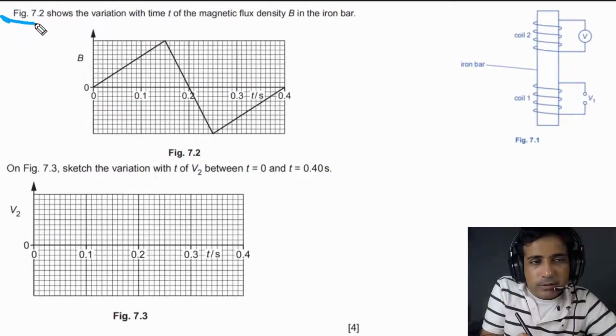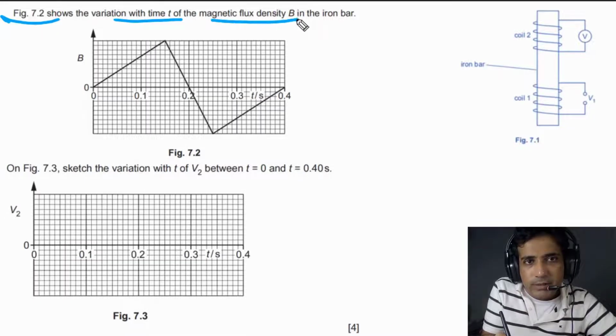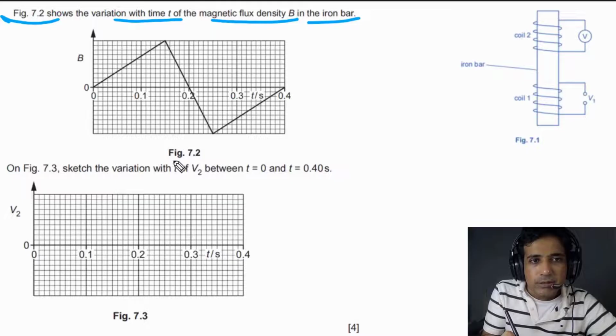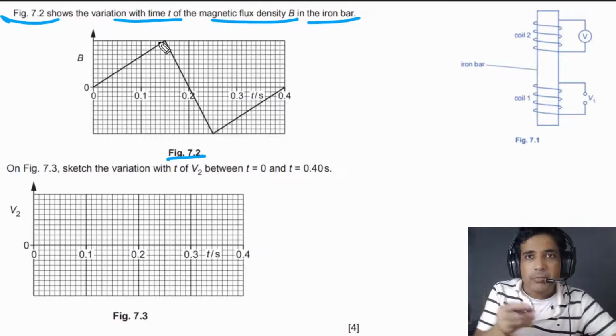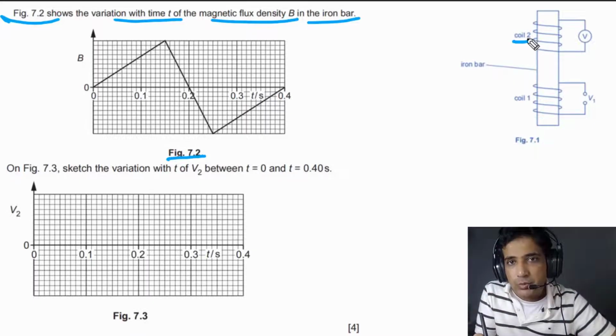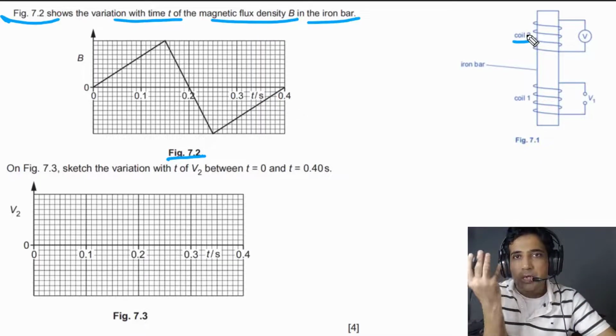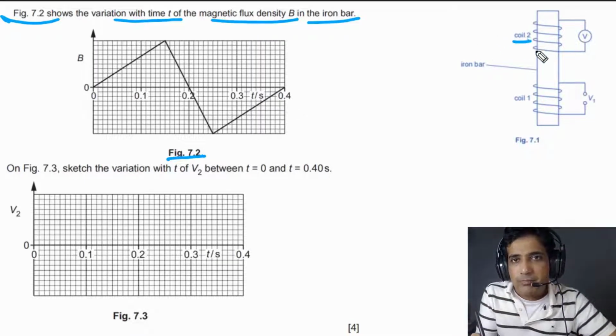For this question, it is also given to us figure 7.2 shows the variation with time t of the magnetic flux density in iron bar. As you can see in figure 7.2, it is given to us how magnetic flux density is changing with time in iron bar. But we also need to understand coil 2, this is wound around iron bar. So the rate of change of magnetic flux in iron bar is the same as rate of change of flux in coil 2. In this case, we are talking about ideal case. Here is no magnetic flux leakage. So you have to be clear about this point.